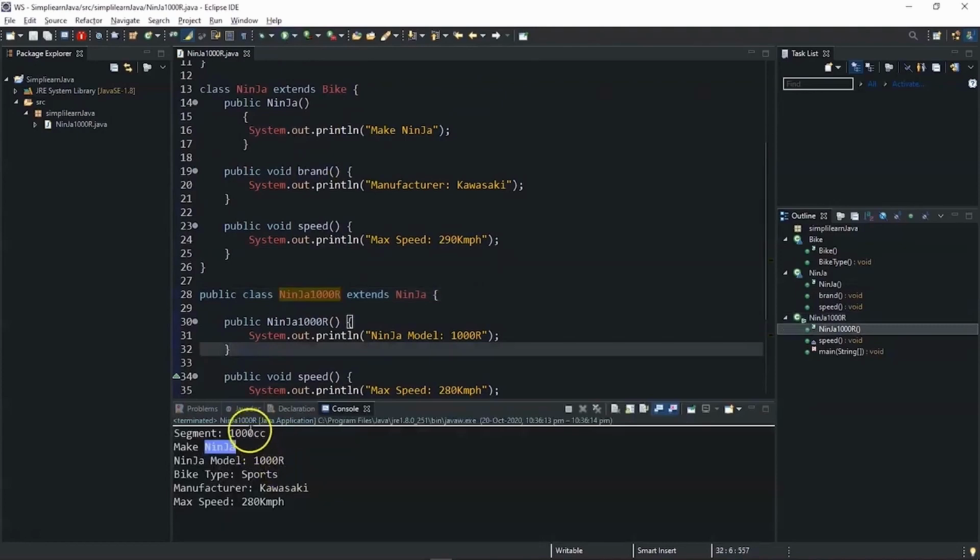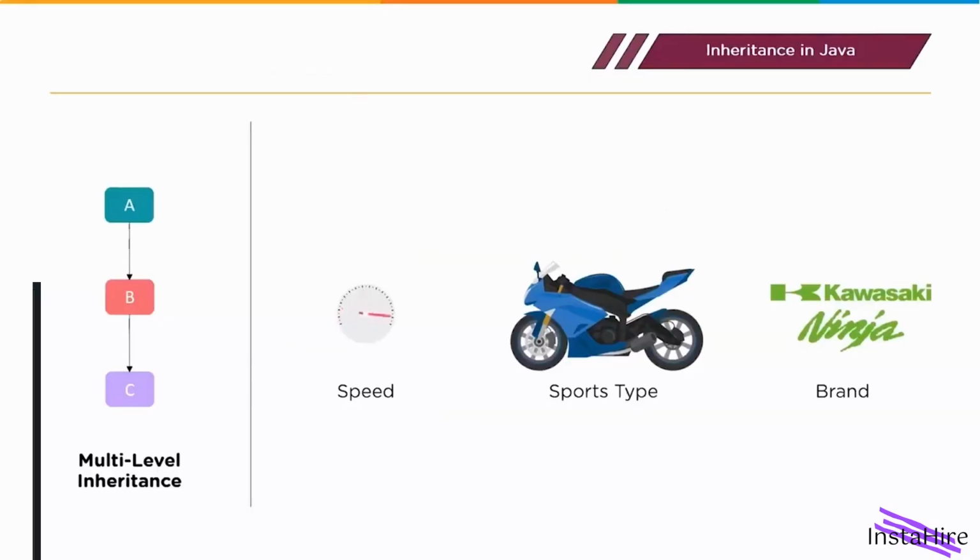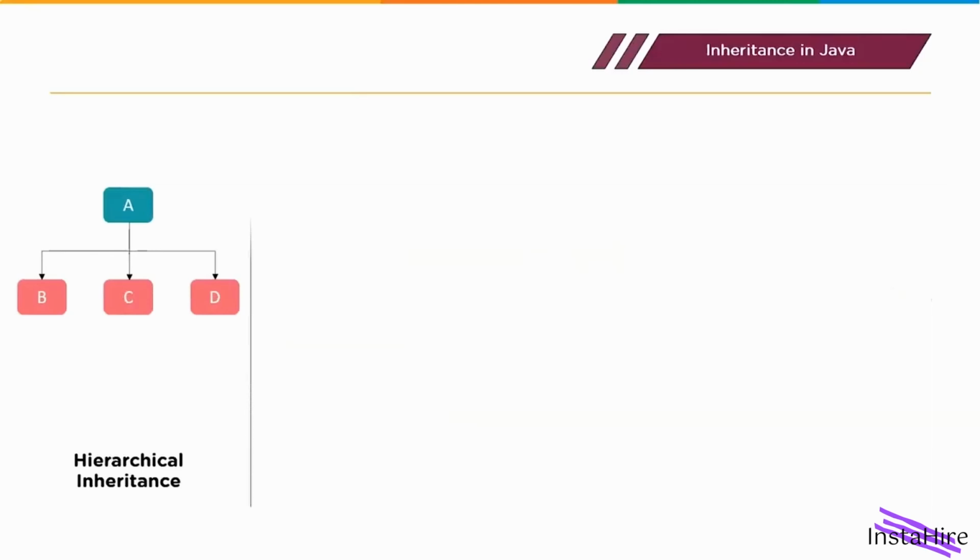The basic functionality of this particular program is to categorize the bike. The category of the bike comes under the 1000cc segment, the make of the bike is Ninja, and the model of the Ninja is 1000RR. The type of bike is sports, the manufacturer is Kawasaki, and the maximum speed is 280 kilometers per hour. Now with this, let's move on to the next type of inheritance, that is hierarchical inheritance.